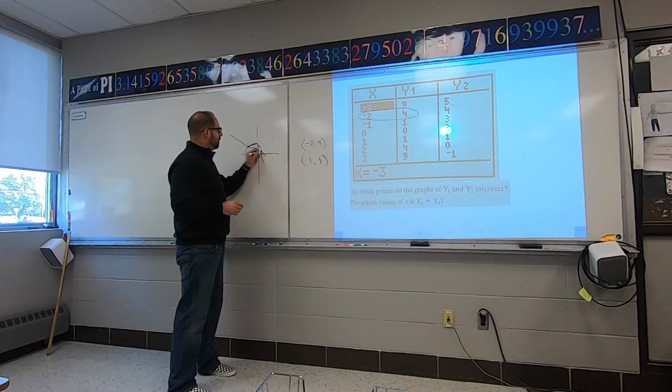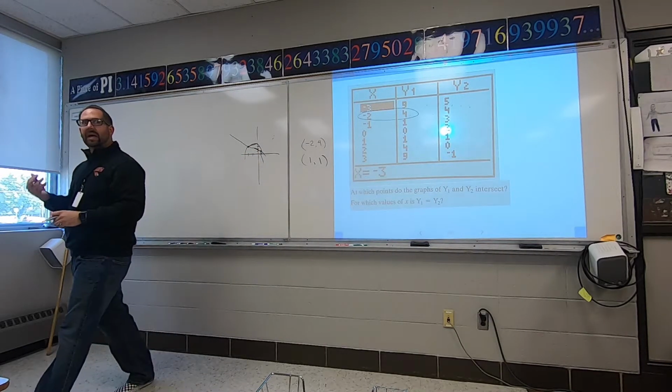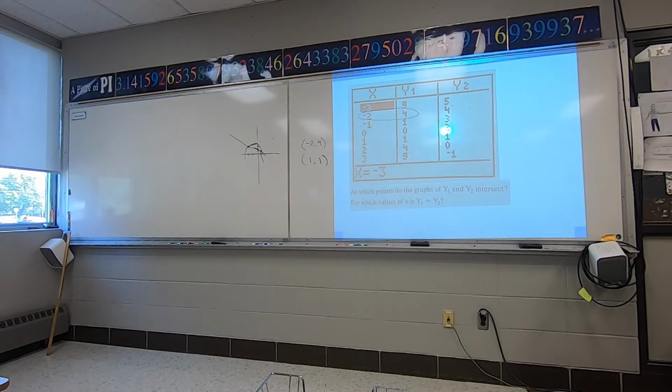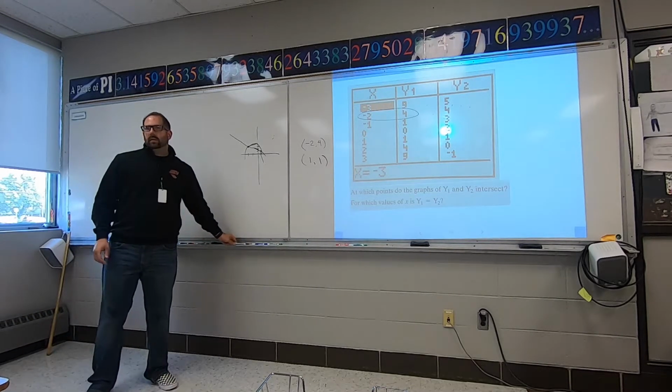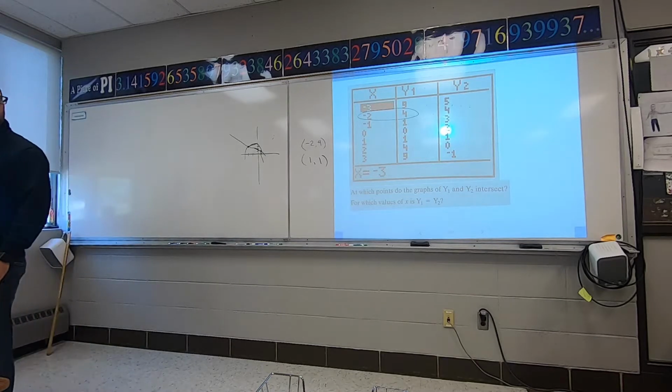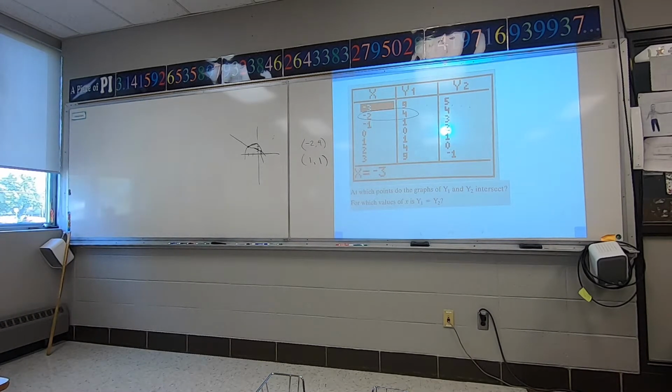Maybe that's 1. So they're hitting at 1 comma 1. So the x number where they actually equaled was 1 and -2. Those x coordinates where they actually matched. Okay, questions with that? Okay, it's kind of nice to know, are your graphs intersecting?